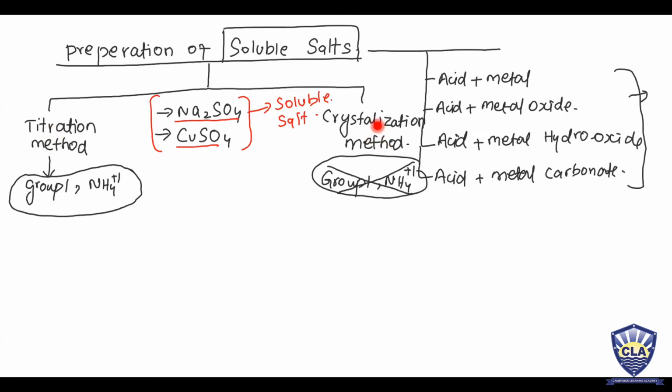So which method should we use now? Now we have to see the metal. The first thing present is always the metal. Sodium and copper, these are the metals. The second thing is the non-metal. So we always have to look at the first thing.